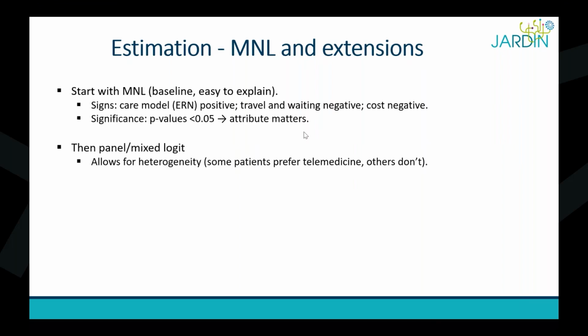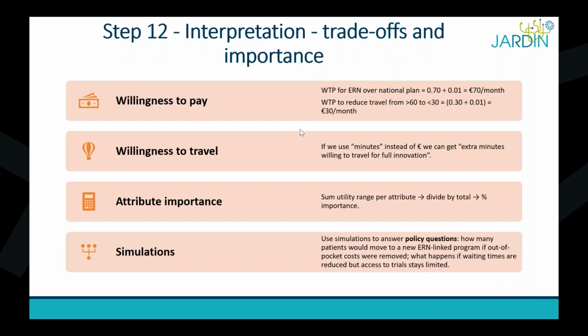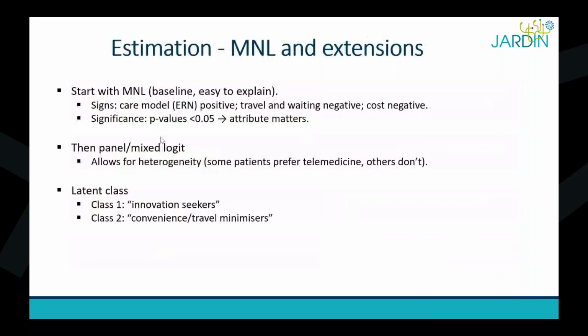So we have, like I said, standard models. What we do is we start with a very simple model, which we call conditional logit model or multinomial logit model, which serves as a baseline model. We check the signs. Is it positive or is it negative? So is the care model European reference network, is it positive? What about travel and waiting time? We expect travel and waiting time to be negative. The longer travel time, the longer waiting time, to have a negative effect on the probability of choosing a certain program of care. Cost is expected also to be negative.